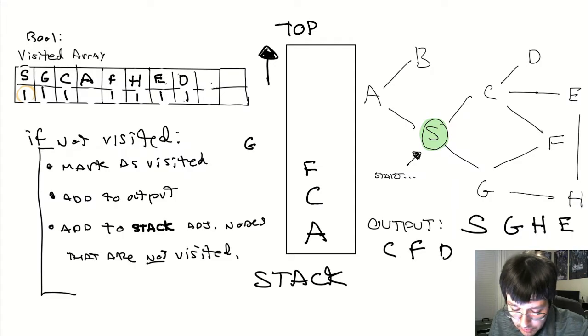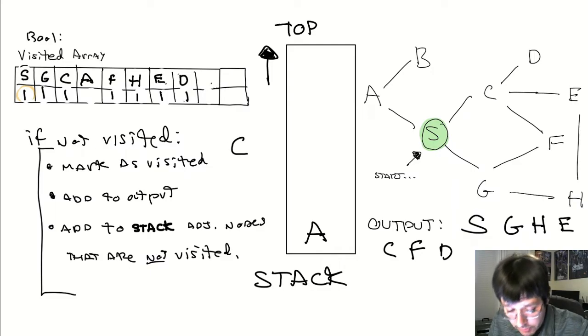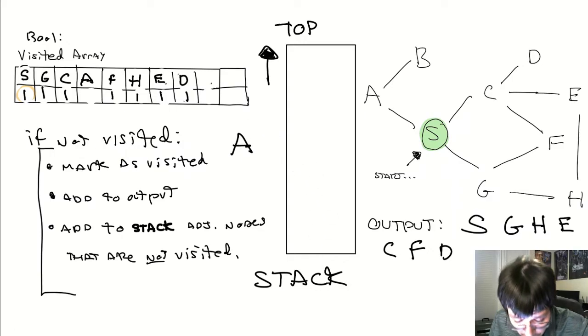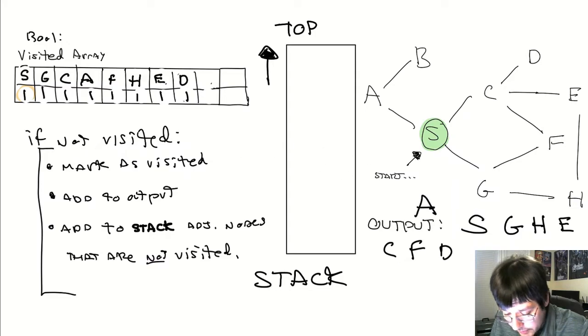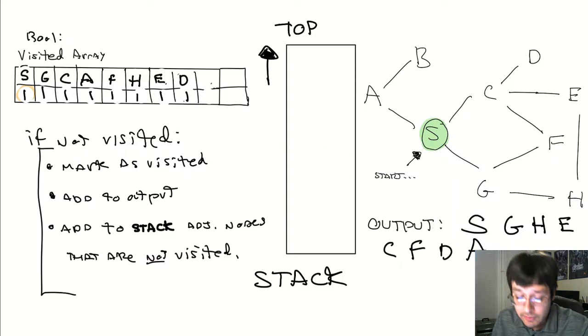All right, G. G has already been visited, so we don't need to do anything to that. We just discard it. F. F is already marked as visited, so we also just discard it. C. C has been marked as visited, so we also discard it. Finally, we get A, but A is not visited, so then we mark it as visited, we add it to the output, and then we have to add all adjacent vertices to A, which are S and B. S is already visited, so we don't need to add that, but B is not even here, so we have to add that there. It's not visited, so we definitely need to add it to the stack.